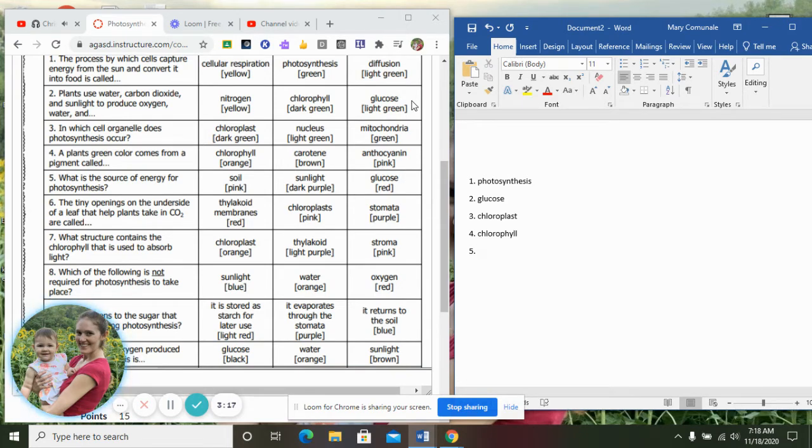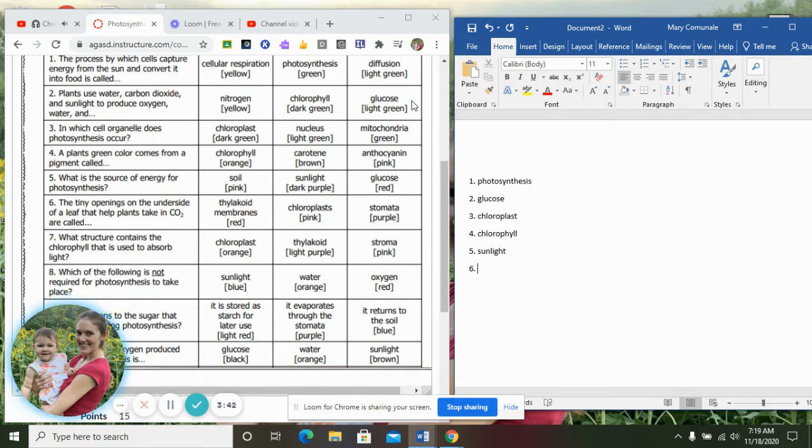What is the source of energy for photosynthesis? Soil, sunlight, or glucose? Well, soil is what plants grow in, but not necessarily a source of energy. I mean, they get nutrients from it, but that's about it. They get all their energy from the sunlight, and glucose is what is made as a result. So, not going to be getting their energy for photosynthesis from glucose.